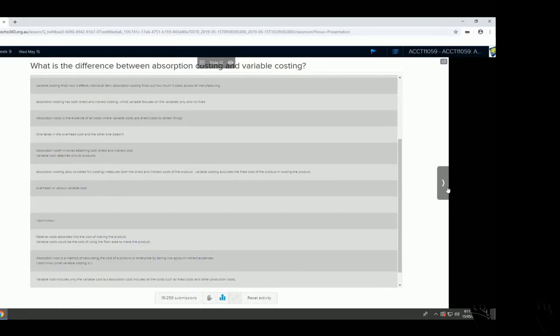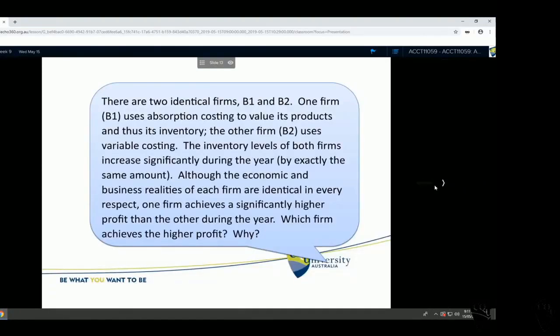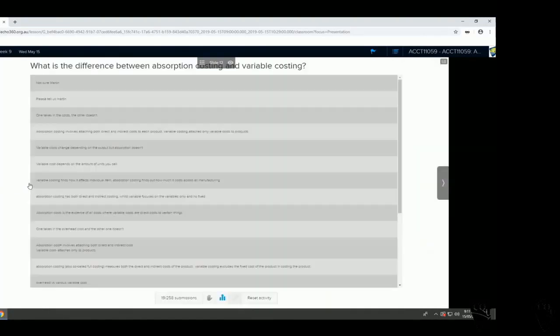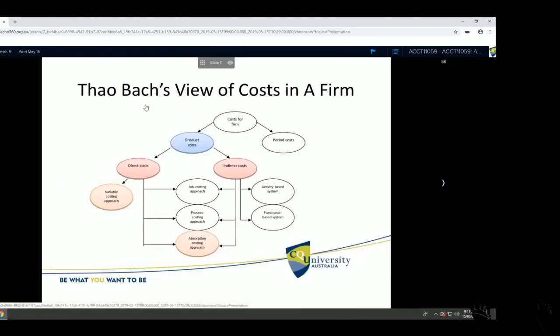That's fine. Good to have a go at it because that's all part of learning, isn't it? Now, absorption costing is both direct and indirect costs. You see, Thao Bach had that right there. See how she got absorption costing there? That's where we're allocating both direct and indirect costs to our products. It's required under the accounting standards for general purpose reports that they do that. She's got variable costing over here, which is using only variable costs to value our inventory.